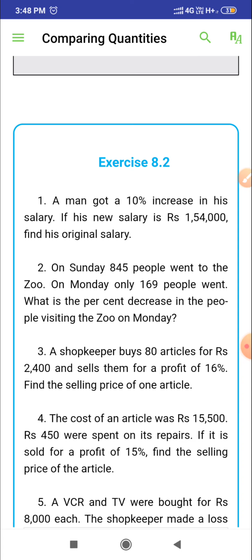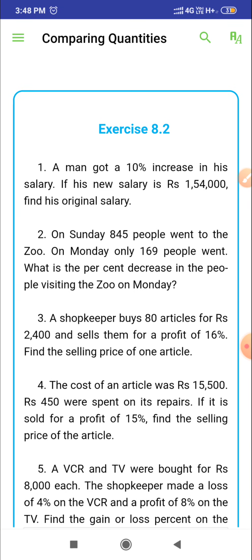Hello students, we had already discussed question number 1 and question number 2 of exercise 8.2 in our last video. So in this video we will start from question number 3. The third question is: a shopkeeper buys 80 articles for rupees 2400 and sells them for a profit of 16%. Find the selling price of one article.